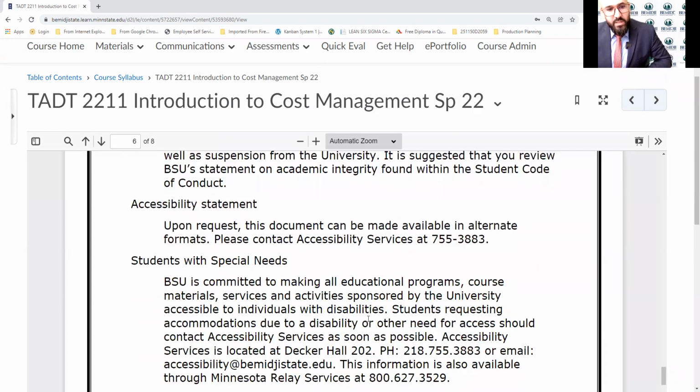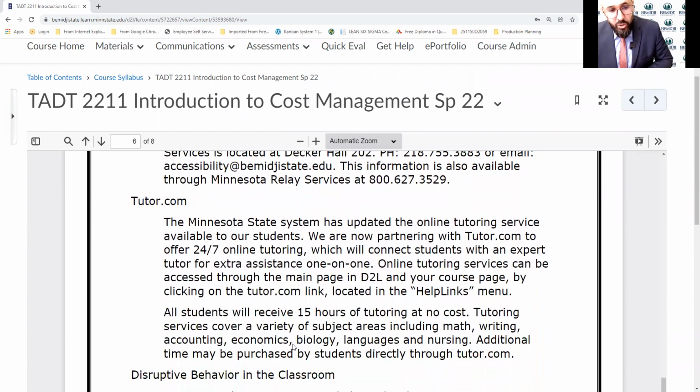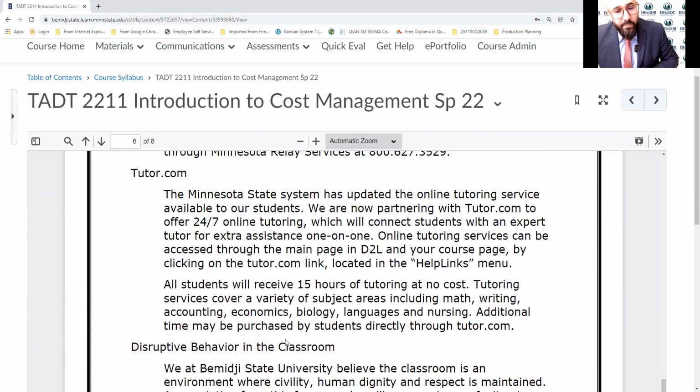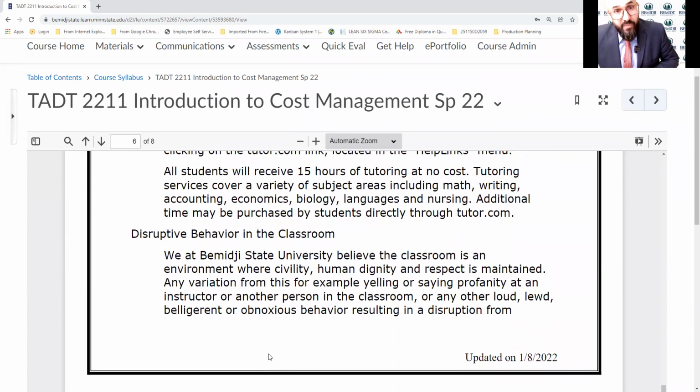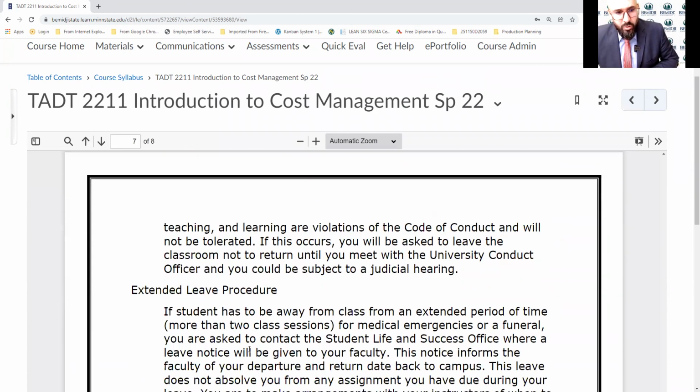Accessibility and special needs: if for any reason you need this course to be in a different format, please contact the accessibility office and they would be happy to support you. Tutor.com is another resource approved by Minnesota State, so you could receive up to 15 hours of free tutoring at no cost. Disruptive behavior: if there's any disruptive behavior that prevents other students from learning in this class, I have the right to deal with it according to the code of conduct and the BSU policies.